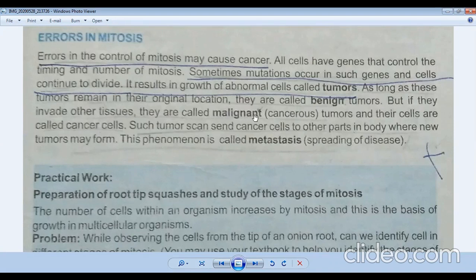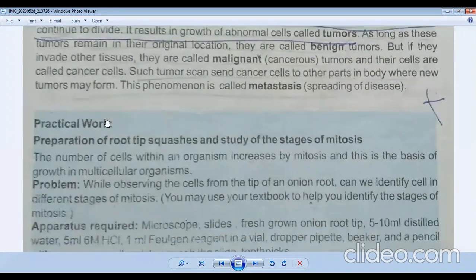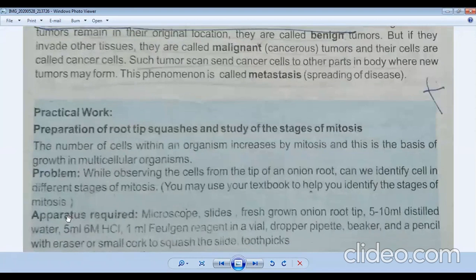Malignant tumors are those cells which invade other tissues. Invade means which can attack. Malignant tumors are those tumors which can invade the other parts of the body, and because of that, cancer cells can be spread all over the body. So such tumors can send cancer cells to other parts of the body.